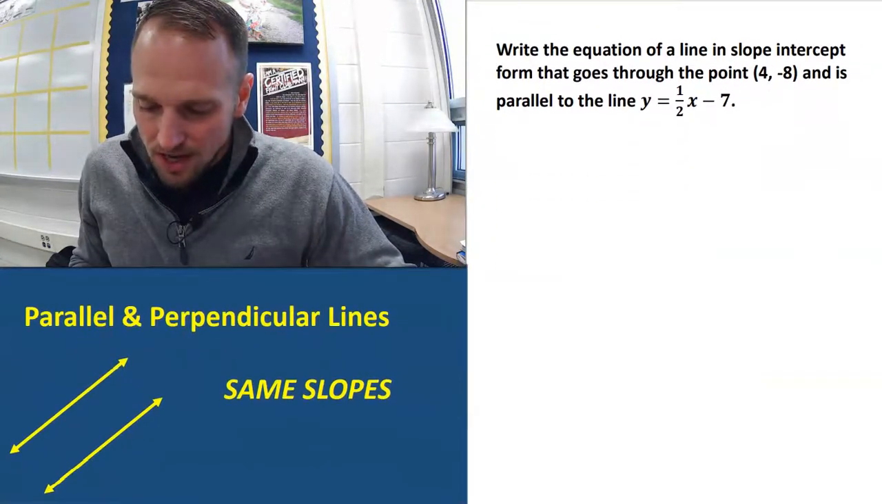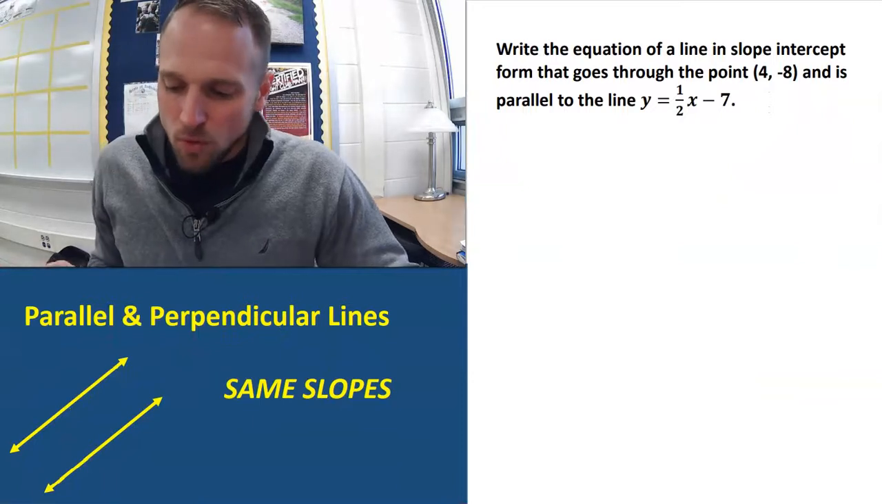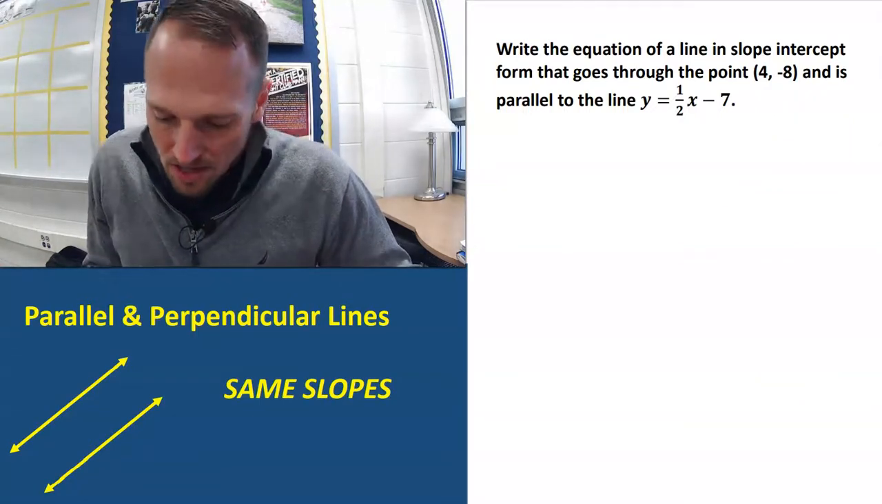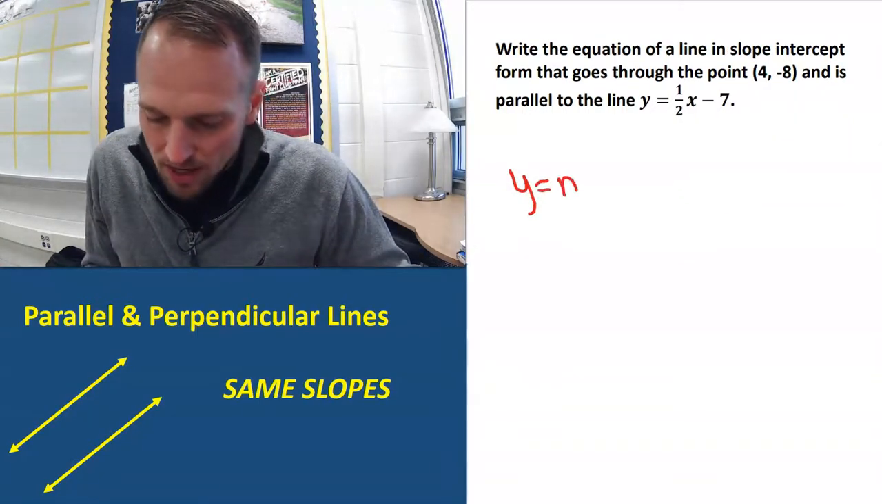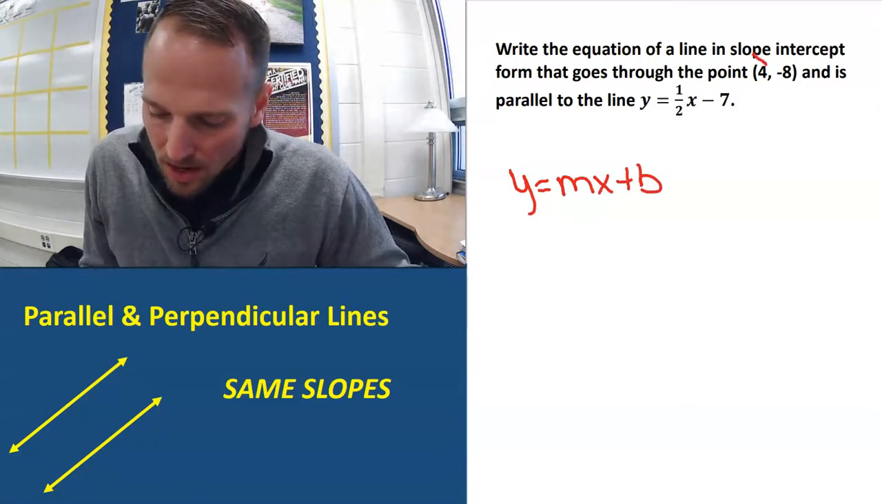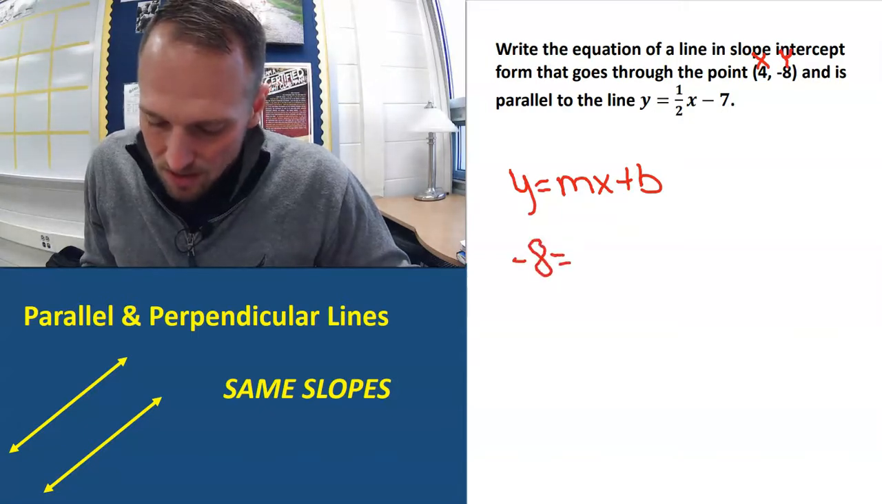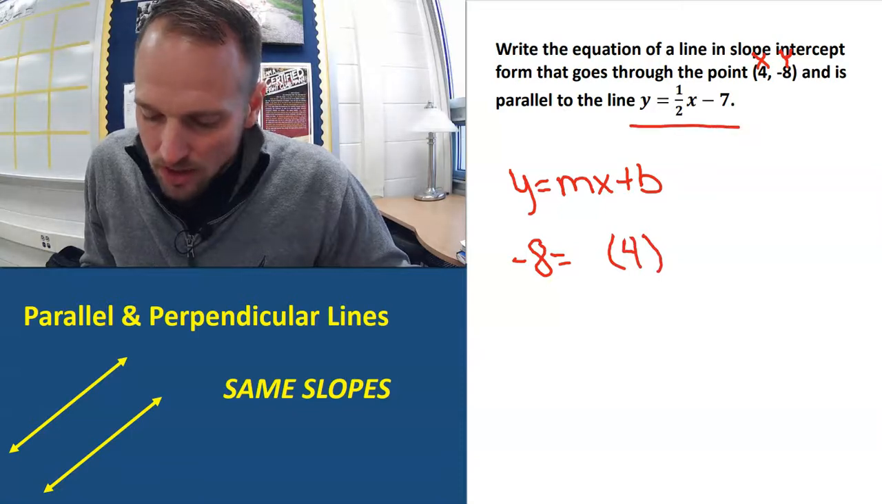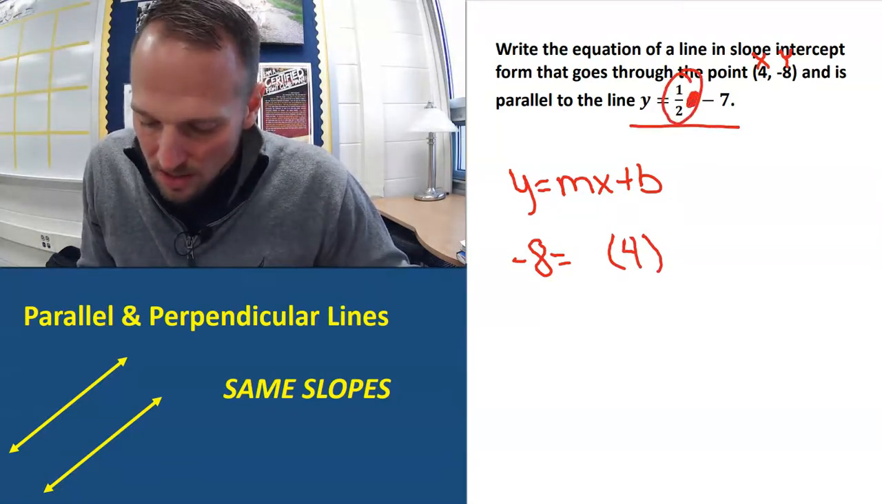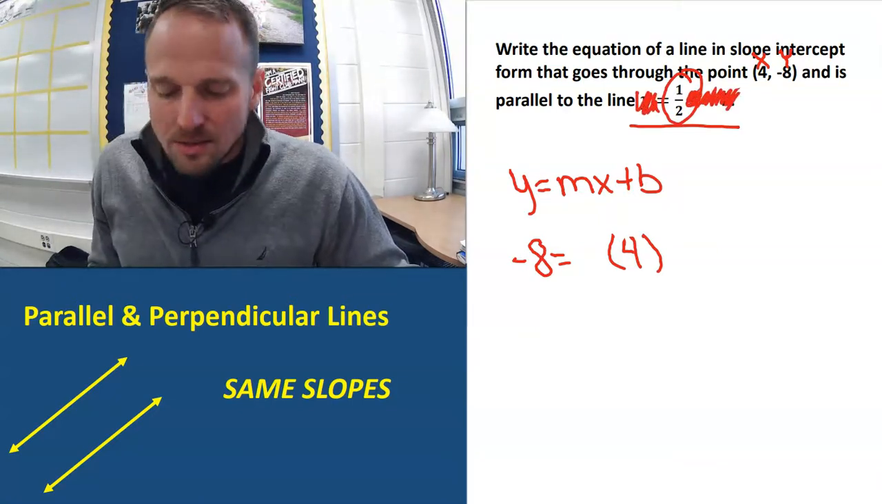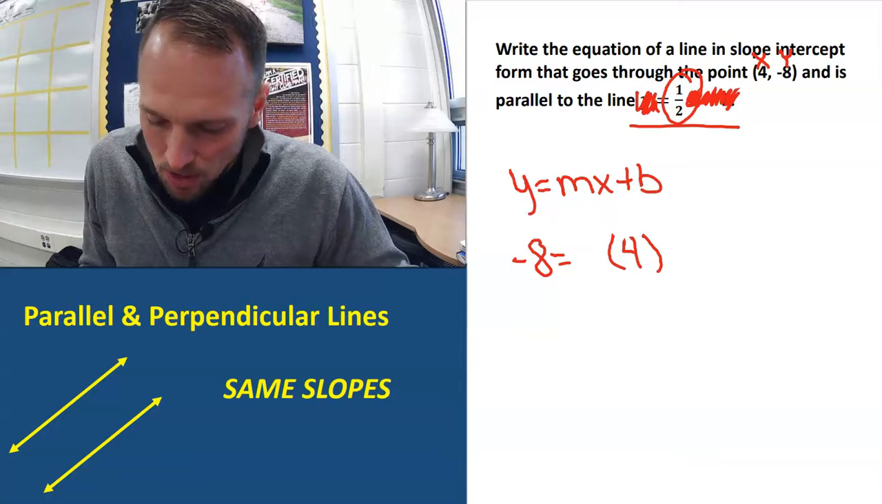Okay, let's do another one. Write the equation of a line in slope-intercept form that goes through the point (4, -8) and is parallel to that line. So we've got y equals mx plus b. And our x and our y are up here in this point. So our y is negative 8. Our x is 4. And looking back at this equation, parallel means it has the same slope. That x doesn't matter, that 7 doesn't matter, that y doesn't matter. The same slope. Our slope, our m, is 1/2.